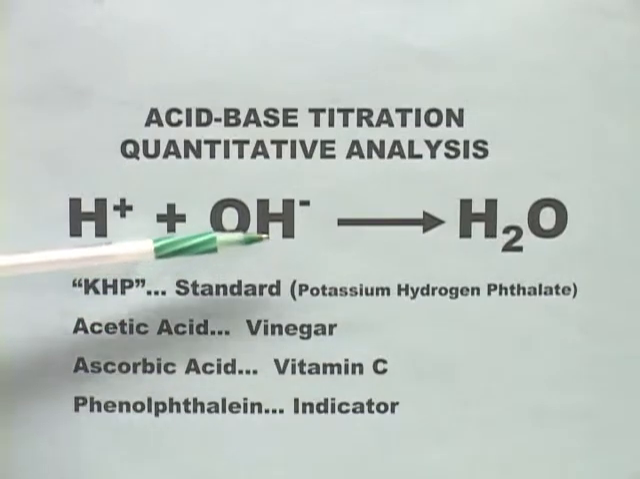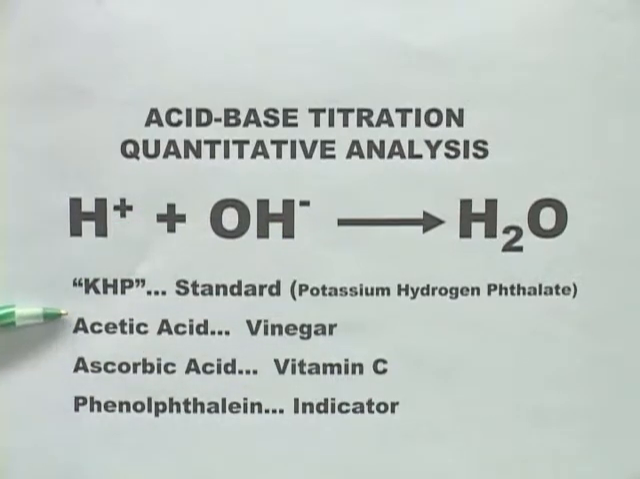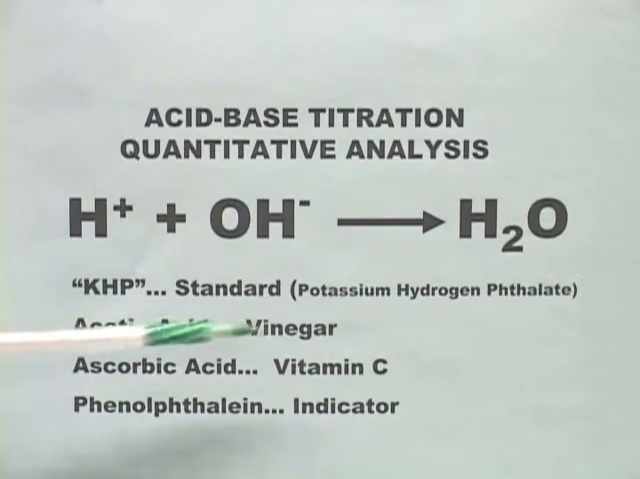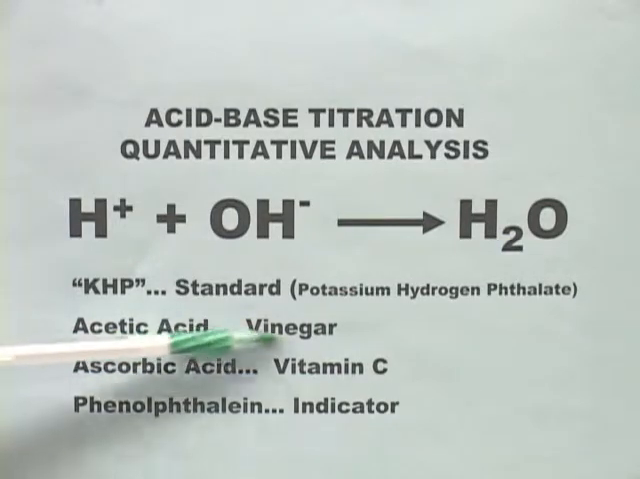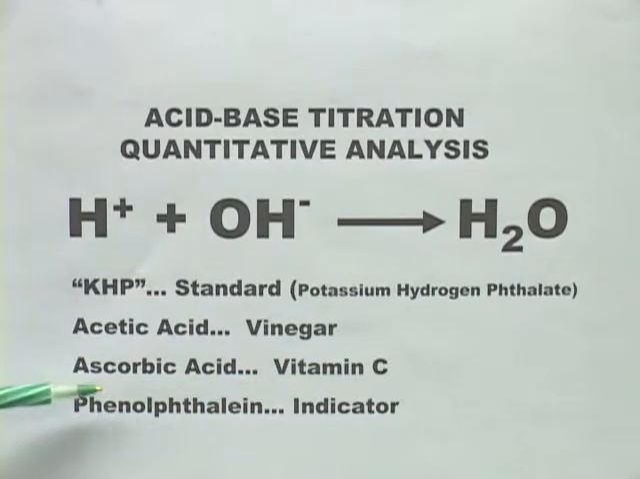After you have standardized your sodium hydroxide so you know its exact concentration, then you can use that sodium hydroxide to titrate and find out how much acetic acid there is in a vinegar unknown and also how much vitamin C there is in an ascorbic acid unknown.